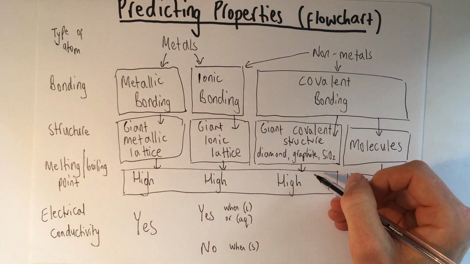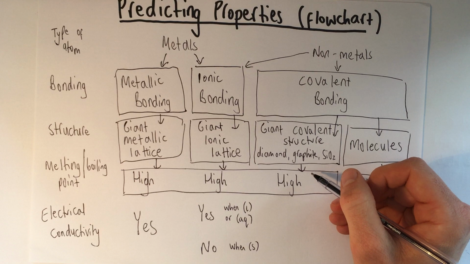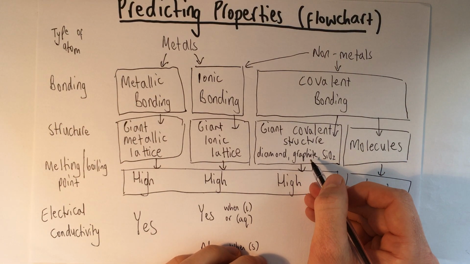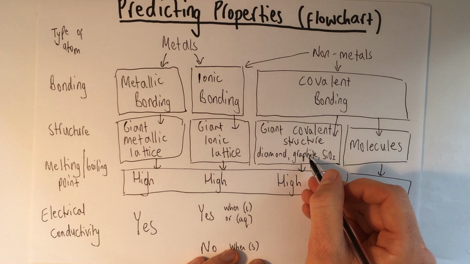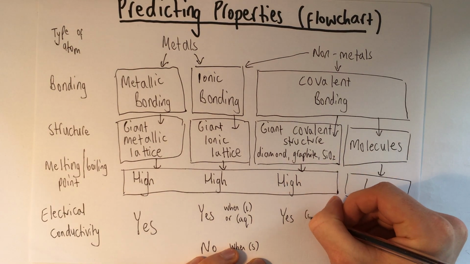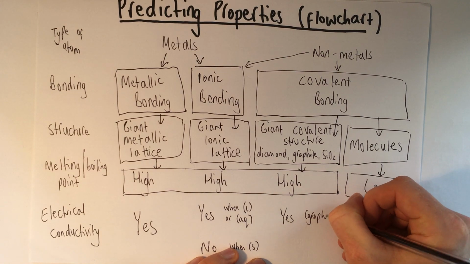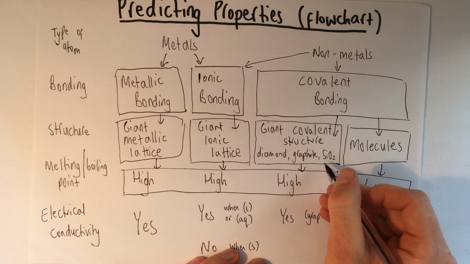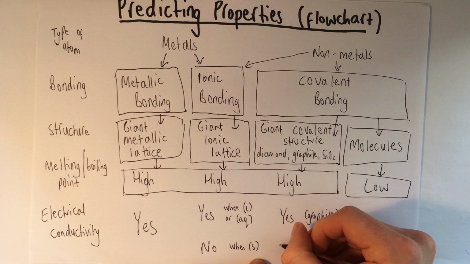Giant covalent structures. We've got two different types here. In graphite, there are delocalized electrons, so that will conduct electricity. However, diamond and silicon dioxide don't have anything that will conduct electricity, so they're a no.